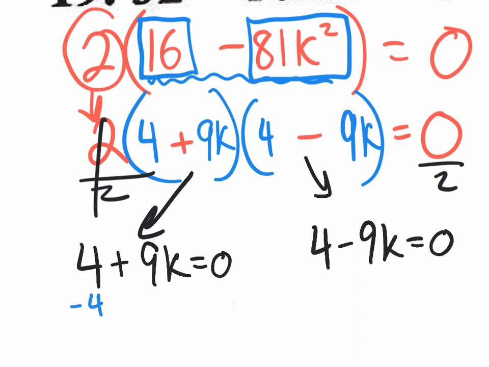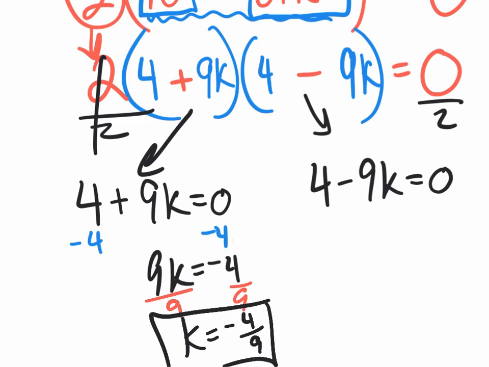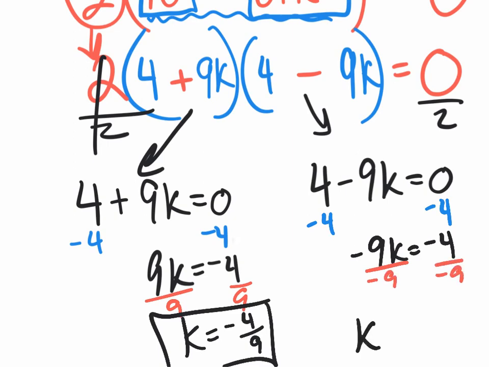So when you solve, minus 4, you're going to get 9k equals negative 4. The final step would be to divide by 9. So k equals negative 4 over 9. Now the other answer is going to be positive 4 over 9. Let me just show you quickly. Minus 4, minus 4. You're going to have negative 9k equals negative 4. Final step, divide by negative 9. So your k does equal positive 4 over 9.